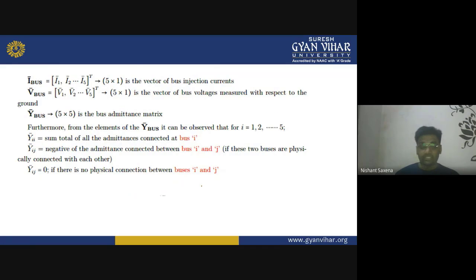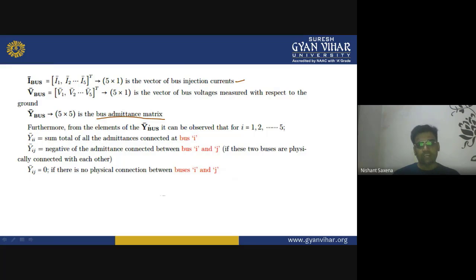Now look at this further, that I bus is equal to I1, I2, up to I5 transpose. We have done the transpose of this. That is a 5 cross 1 vector of bus injection currents. V bus is what? 5 cross 1, a vector of bus voltages measured with respect to the ground. And Y bus is a 5 cross 5 bus admittance matrix. This is your bus admittance matrix.